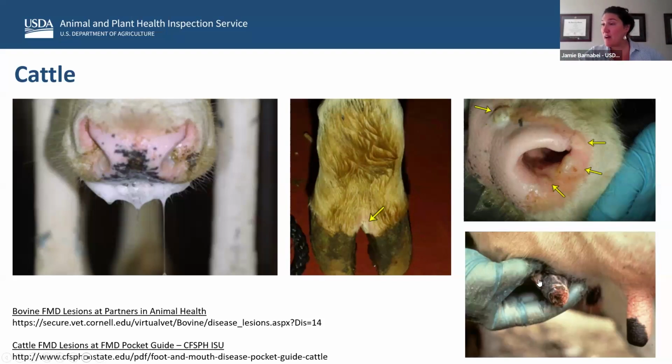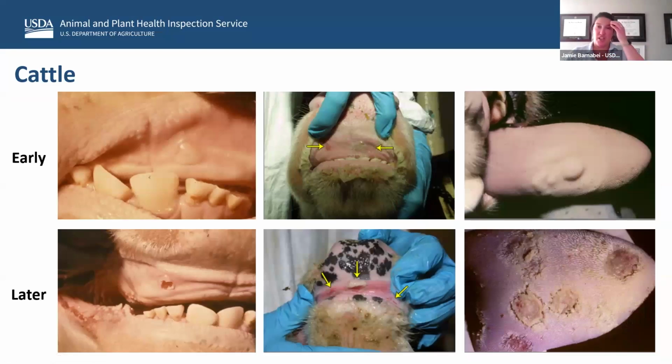So just kind of something to think about. And then down here, you can see we've got some teat lesions. Let's go ahead and skip forward to aging lesions. This is something that can help you guys out. If you ever go respond to a vesicular case in the field and you are seeing vesicles, it's really great for you to give us some context for how old that lesion is.